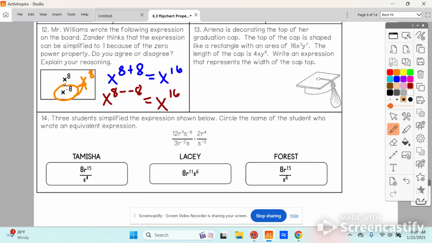So Xander is thinking he can just subtract 8 because it's a negative 8, but when you subtract a negative, you're actually adding, right? When that subtraction and the negative symbol land next to each other, you're adding.